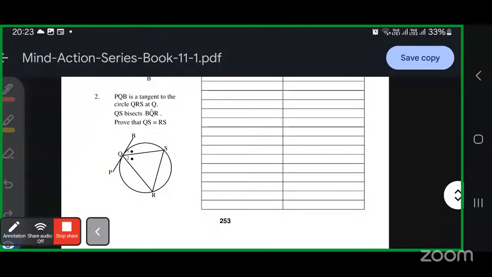So we have number 2 here, Lavella. And number 2 is saying, given that PQB is a tangent to this circle, QRS at Q. Then now QS bisects angle BQR such that angle Q1 is equal to angle Q2. They are both equal to those dots. We are now required to prove that QS is equal to RS. What do you think we can do now to prove this? Are you having some idea?